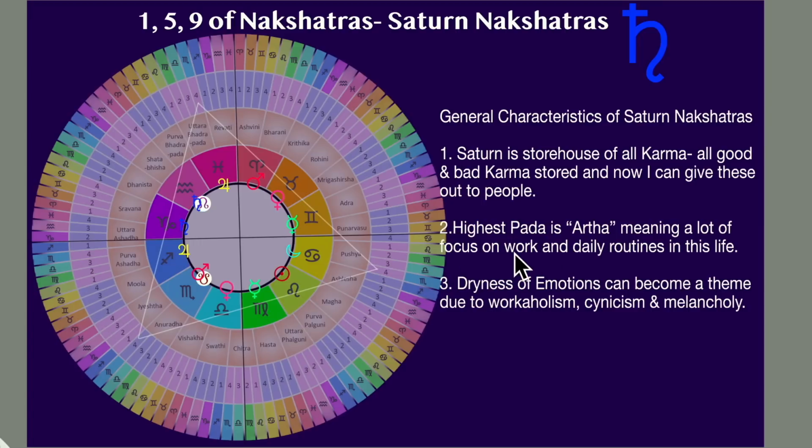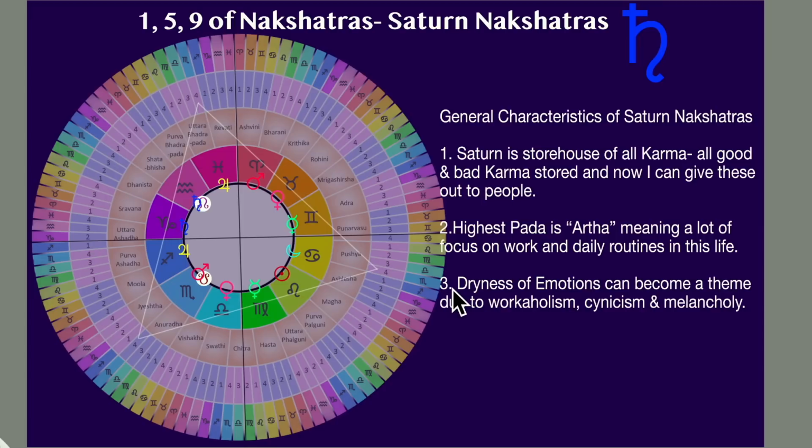Number 2, the highest pada is the Virgo, which we shall see in the next slide. Meaning a lot of focus on work and daily routines. Think Virgo, think sixth house, what you do daily. Saturn is the karaka of daily work. That's why the highest exaltation of all these three nakshatras fall in the third pada. The second pada, Artha, which is Virgo.